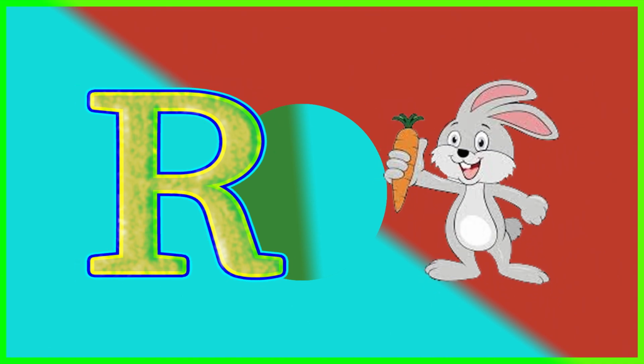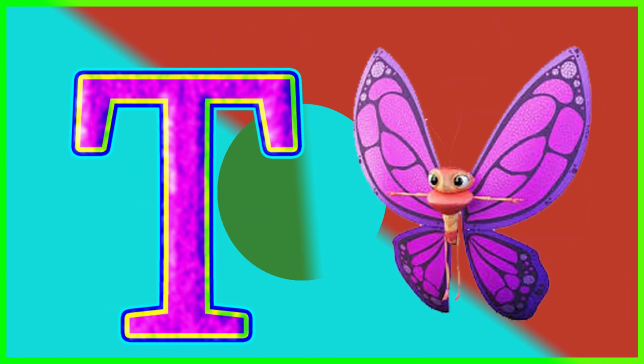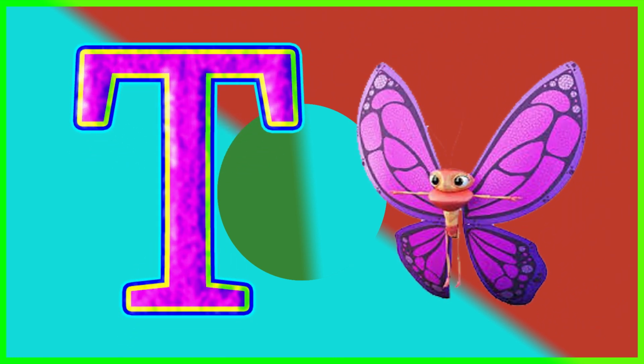Q is for queen, k, queen. R is for rabbit, r, rabbit. S is for sun, s, sun. T is for toad, t, toad.